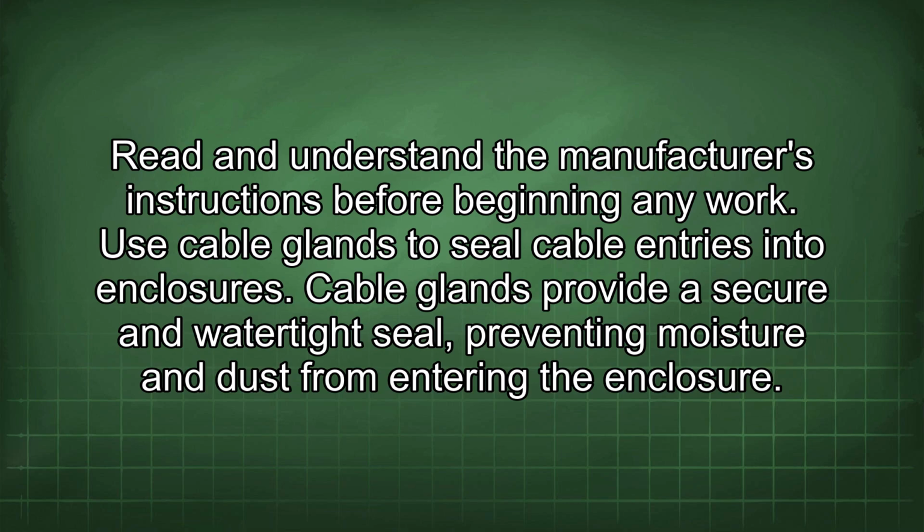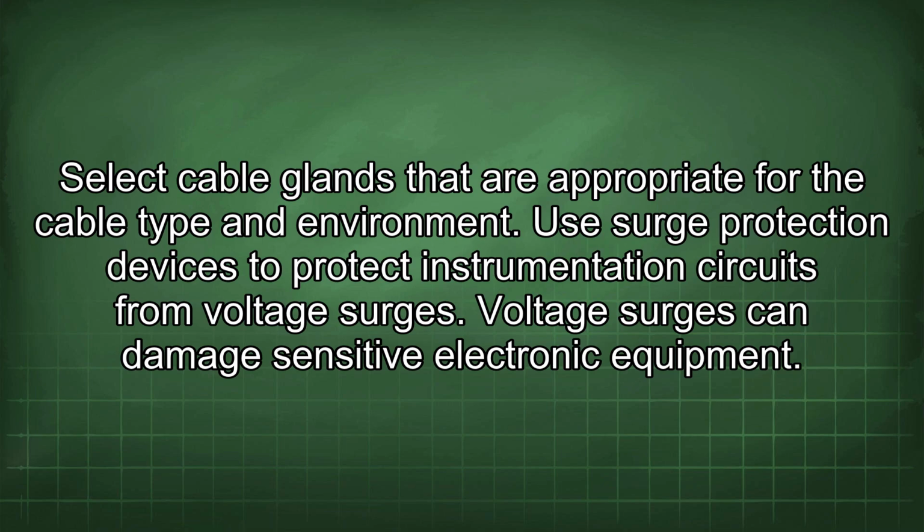Use cable glands to seal cable entries into enclosures. Cable glands provide a secure and watertight seal, preventing moisture and dust from entering the enclosure. Select cable glands that are appropriate for the cable type and environment.